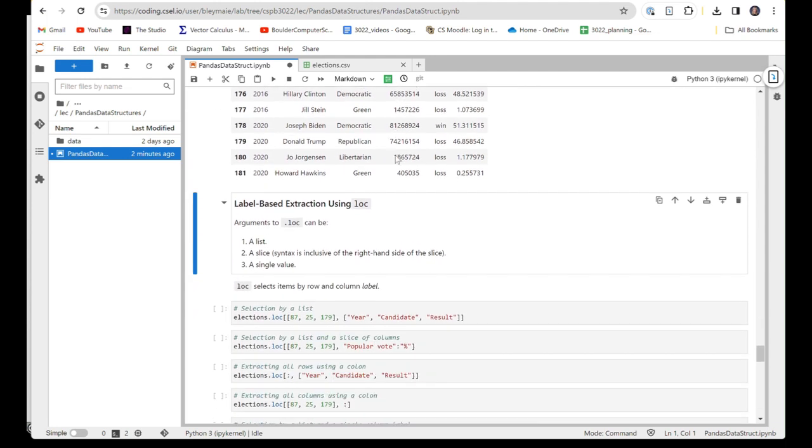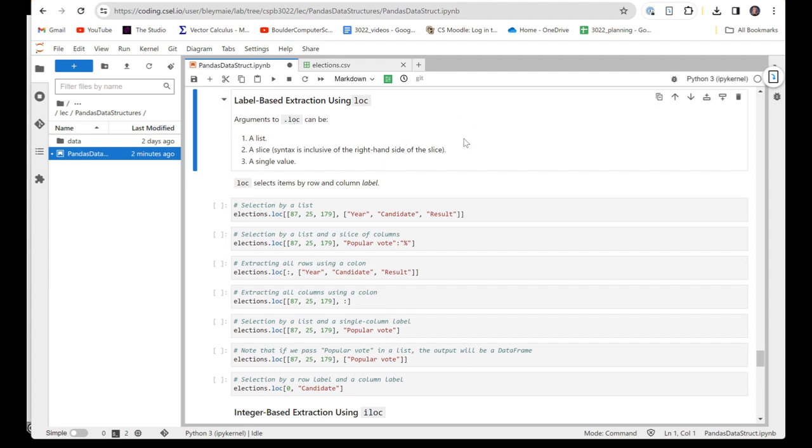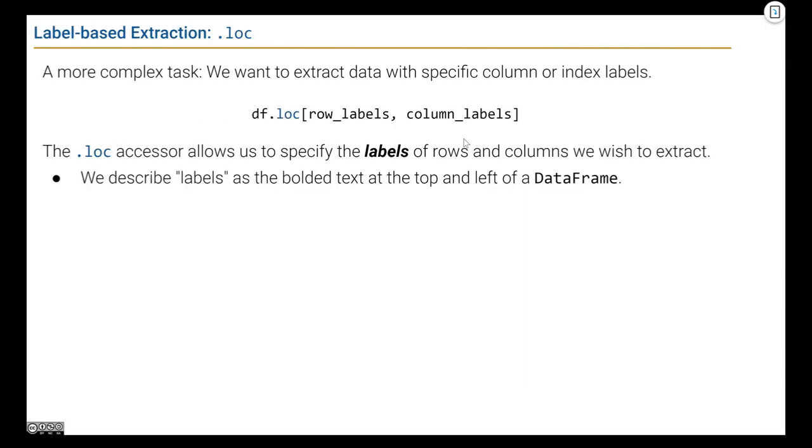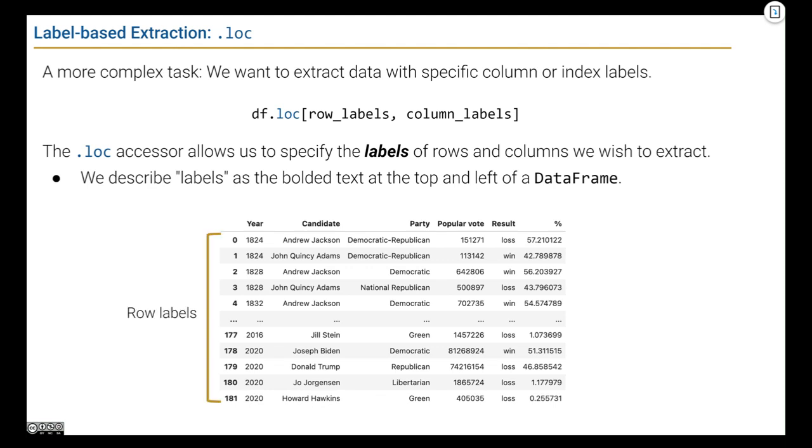Now, if I want to do something more specific, we're often interested in what's called label-based extraction. So I'm going to jump back to the slides, but I would encourage you to actually run through this in the code while I'm doing this in the slides. The idea with the loc operator is we're going to be using the labels, which are the row labels, the same as what we typically call the index, and then the column labels are names of the columns. We'll be using that to describe and to access specific data in a given data frame.